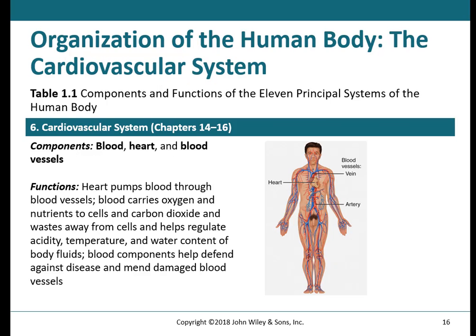All right. So cardiovascular system: blood, heart, all the blood vessels. So the heart's going to pump the blood through the blood vessels. This is important because it's going to carry oxygen and nutrients to all the tissues, bring waste back, helps regulate body temperature, body fluids, water content. Also, it will help transport some of the blood cells that are important for things like immunity.